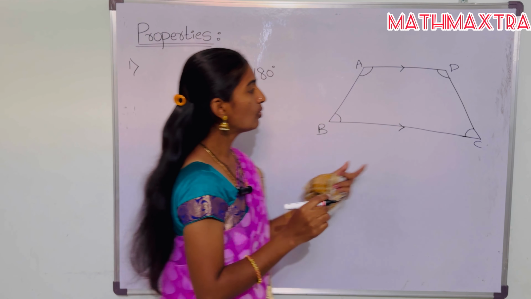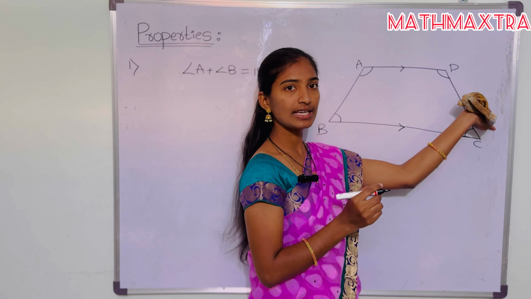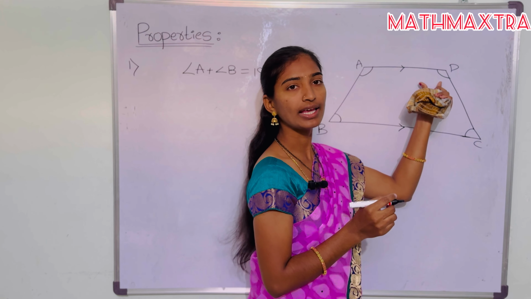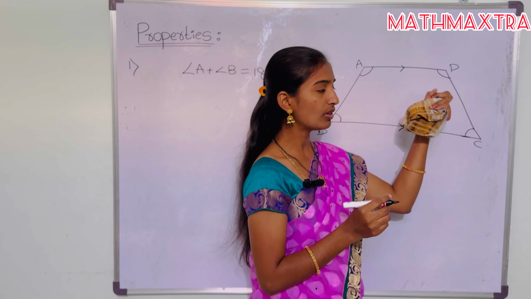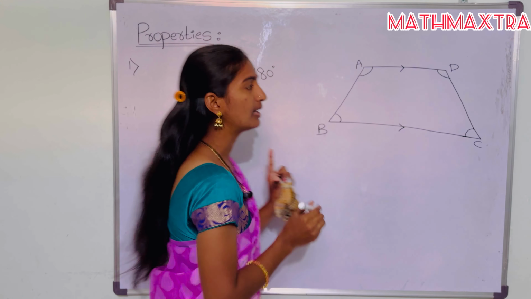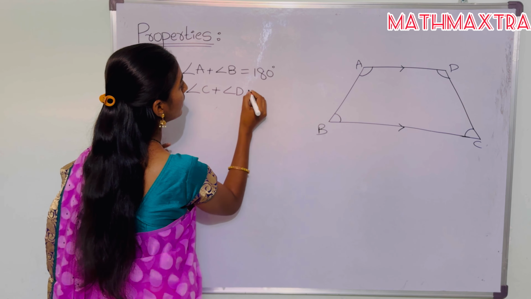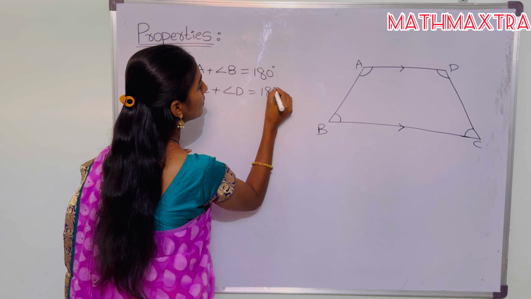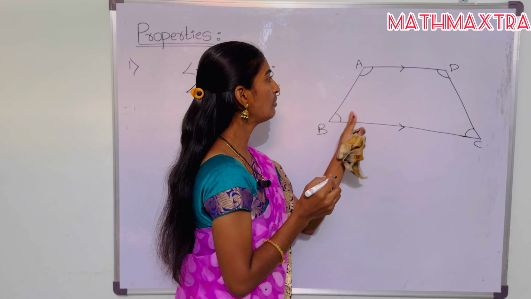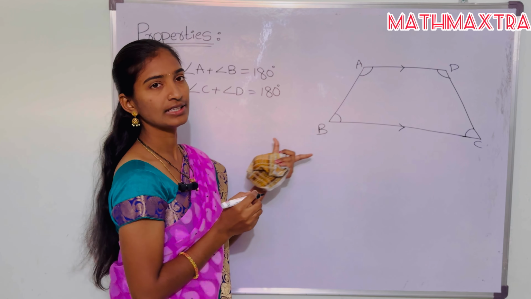So what about angle C and angle D? See, CD is a non-parallel side and this is a common arm for these two angles, angle C and angle D. That is why angle C and angle D are also supplementary, which means angle C plus angle D is also equal to 180 degrees. Okay, so these two are supplementary as well as these two are supplementary. This is the first property.